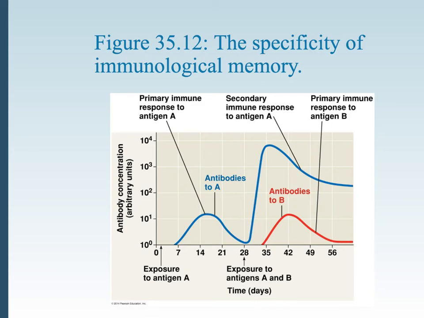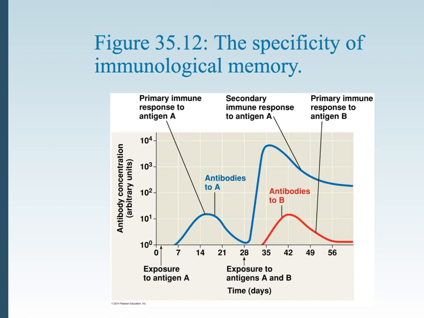This is the graph that shows you that. You get exposed here to the antigen that is blue, to the sickness implement that is blue, and it takes 5 days before you're able to actually produce those antibodies. So that's how long it takes to find the right helper T cell, for the helper T cell to then stimulate the B cell to produce the antibodies.